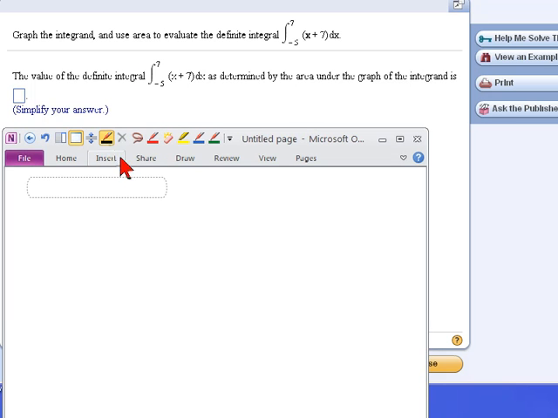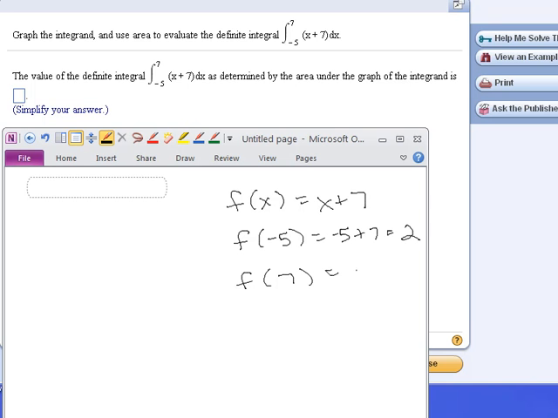So let's begin by thinking about that function. The integrand is f of x equals x plus 7. We'll go ahead and calculate the endpoints. f at -5 is going to be -5 plus 7, which is 2, so we have the coordinate (-5, 2) on the graph. And then f of 7 is just 7 plus 7, which is 14, so we have the point (7, 14) on the graph.